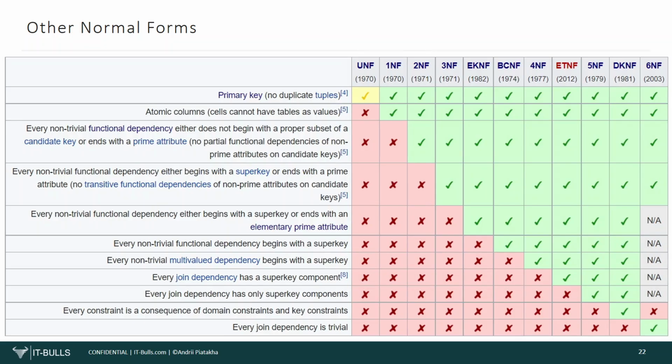Domain-key normal form is a normal form used in database normalization which requires that the database contains no constraints other than domain constraints and key constraints. A domain constraint specifies the permissible values for a given attribute, while a key constraint specifies the attributes that uniquely identify a row in a given table. The domain-key normal form is achieved when every constraint on the relation is a logical consequence of the definition of keys and domains, and enforcing key and domain restraints and conditions causes all constraints to be met.